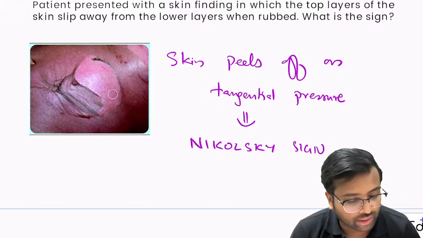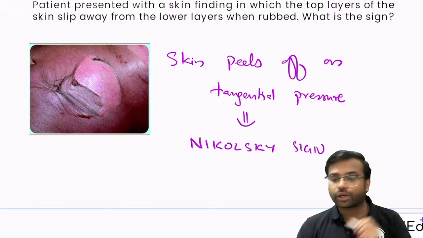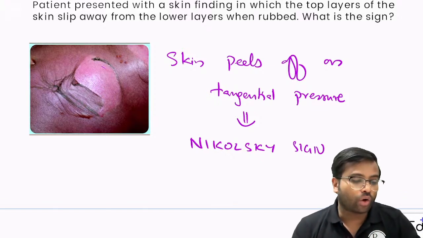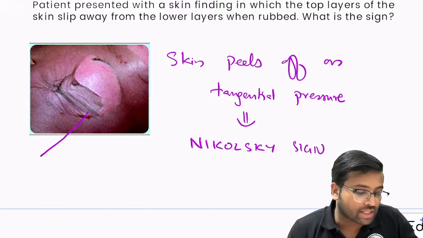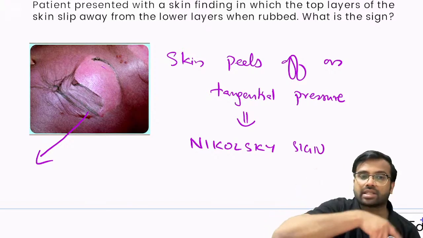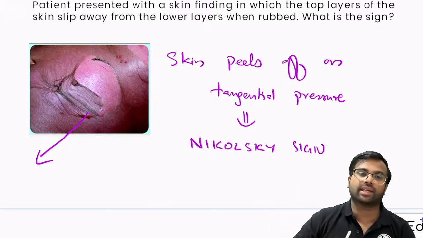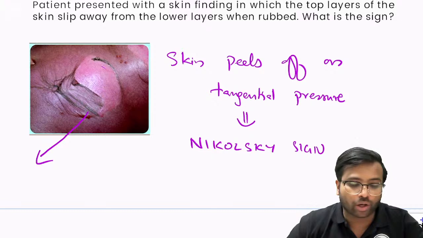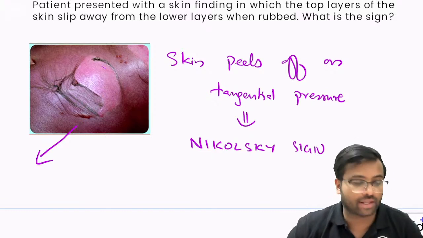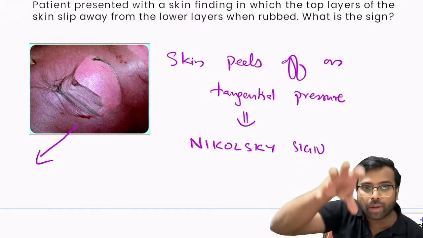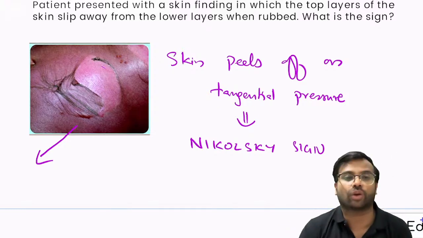There was a bulla here, and this bulla is ruptured. Now what you see here is an erosion. Now if I apply a tangential pressure like this, in this direction, over the normal skin, then what happens? The skin may peel off. This is called Nikolsky sign.